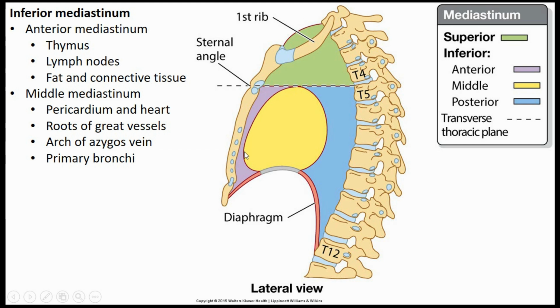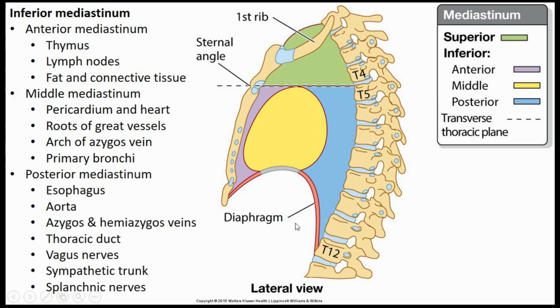So we've got the pericardium and the heart surrounding it there. The great vessels leaving the heart are located in the middle mediastinum, so the ascending aorta, the proximal part of the pulmonary trunk, and so forth. The arch of the azygous vein that's coming over to reach the superior vena cava as it comes towards the heart is in the middle mediastinum a bit as well. And the primary bronchi that are traveling down as the trachea splits will also be located in this middle mediastinum as they head off to the left and right lungs.